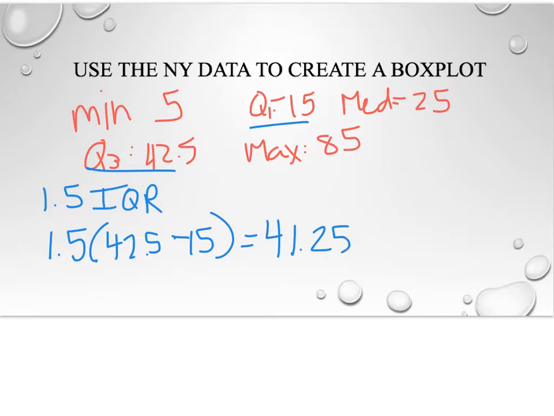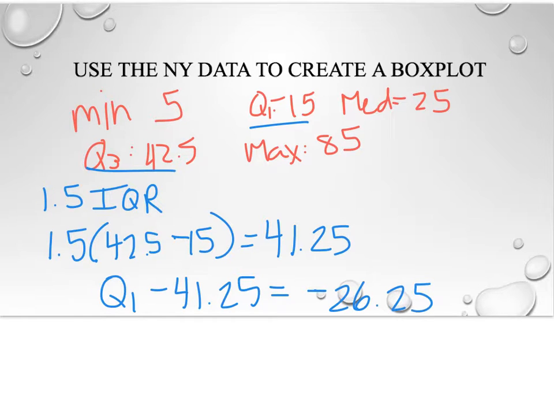41.25. Well, remember, we want to add and subtract that from our quartiles to find our fences. So we're going to do Q1 minus 41.25. So 15 minus 41.25. Well, that's going to get us a negative number. We can already see that. It gets us negative 26.25. Well, there's nothing below negative 26.25 because our minimum is only 5. So there are no outliers there.